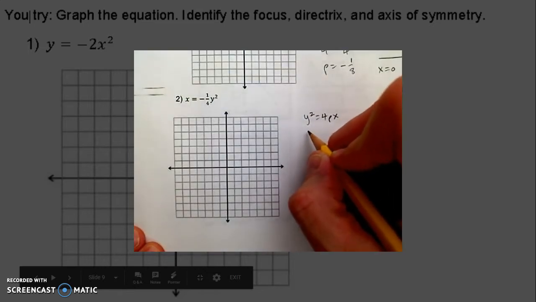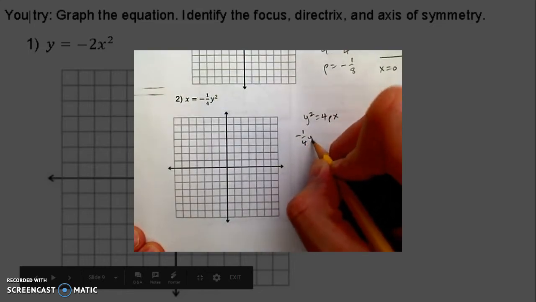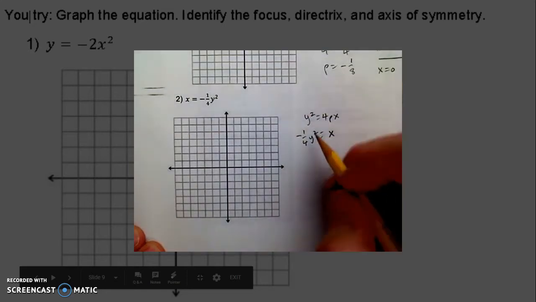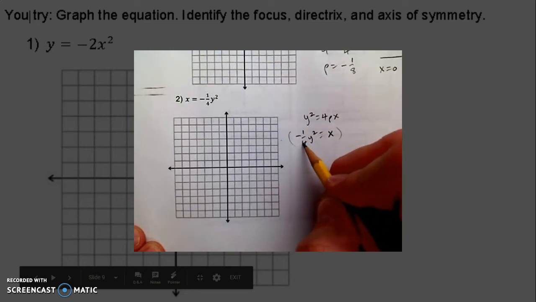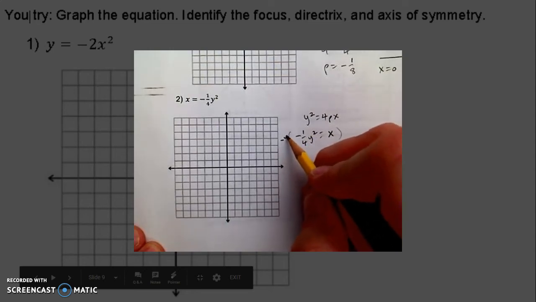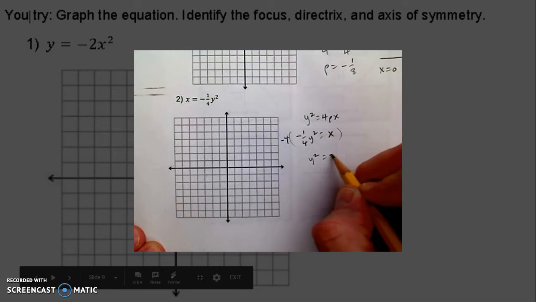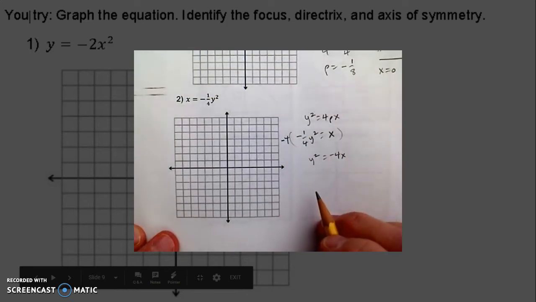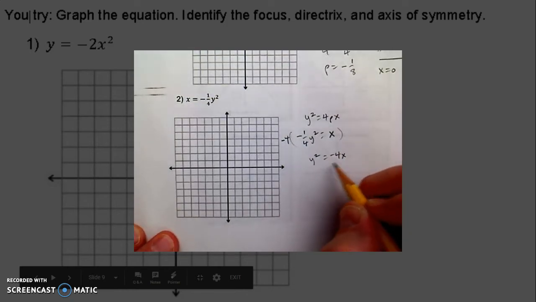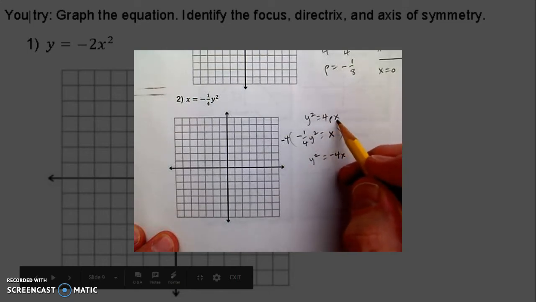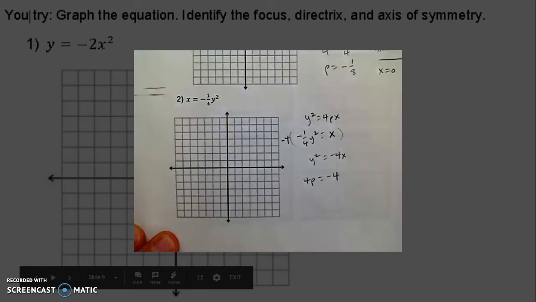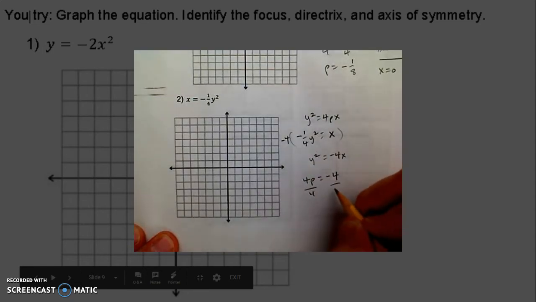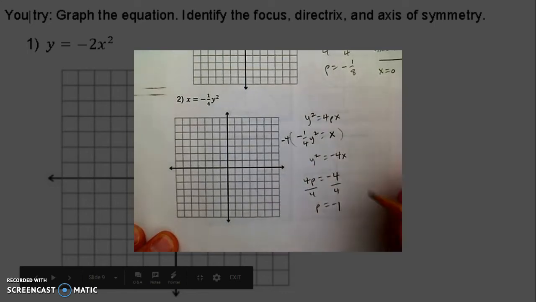So if you work through this, negative 1/4 y squared equals x. So let's get y squared by itself. I'm going to multiply the entire equation by the reciprocal, which is negative 4. So y squared equals negative 4x. I can see that 4px and negative 4x are the same. So 4p equals negative 4. And p equals negative 1.